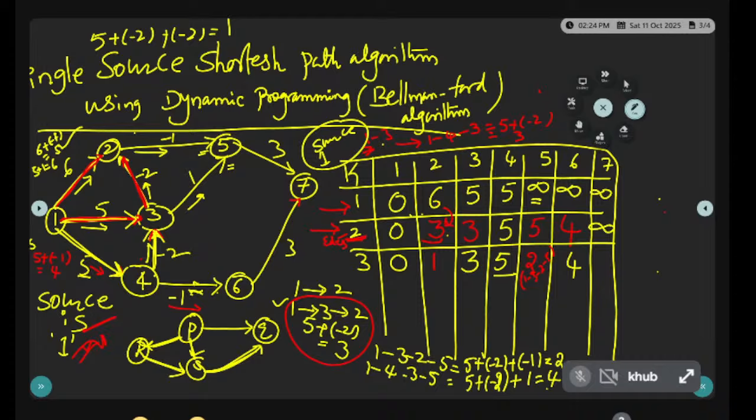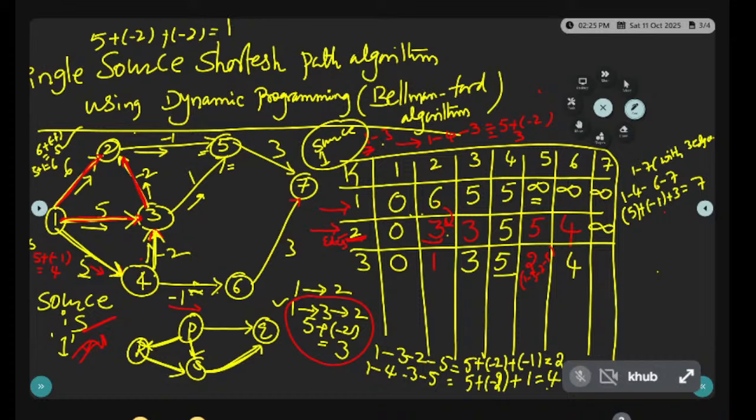ఉందా? 1 to 7 with 3 edges. Tell me, 1 to 4, 4 to 6, 6 to 7. Cost ఎంత? 1 to 4 ఎంత, 5, plus 4 to 6 minus 1, plus 6 to 7 3, total 7. Any other alternative?